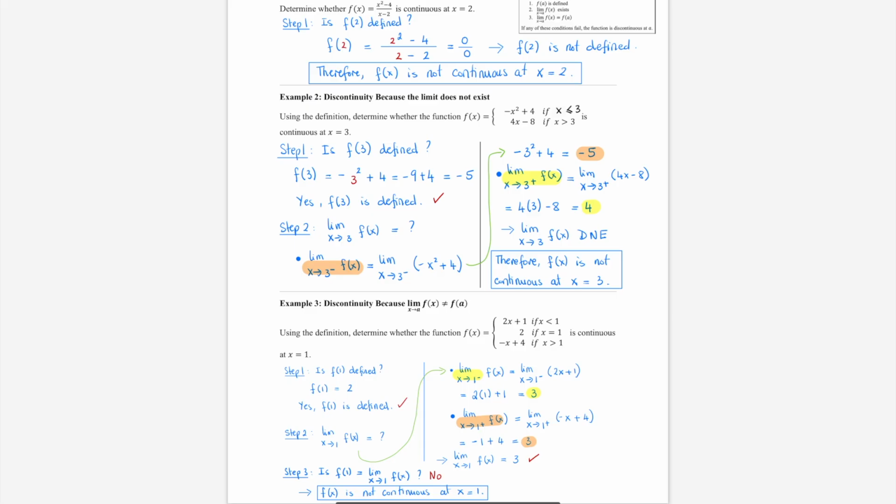These three examples show the three ways continuity can fail. The function value may not exist. The limit may not exist. Or the limit may not equal the function value. Whenever you check continuity at a point, just follow the same three steps.